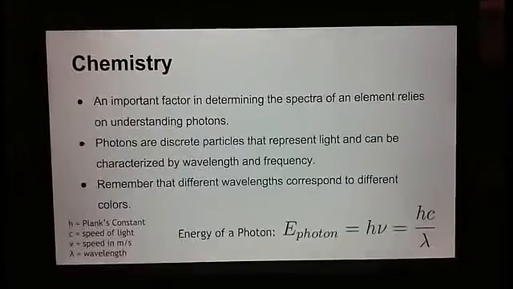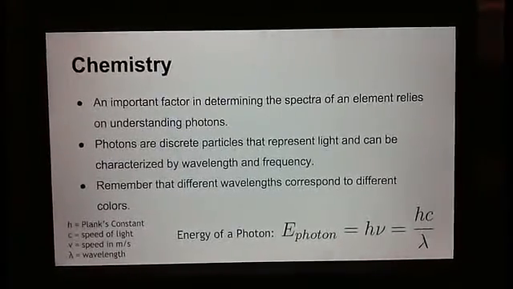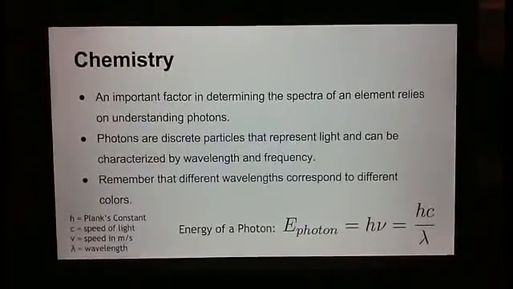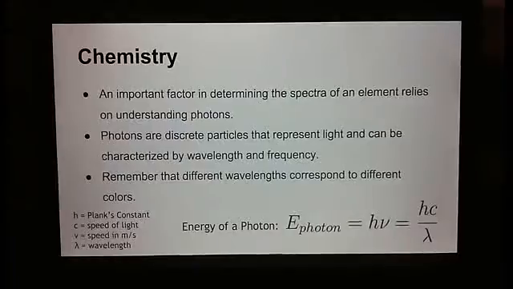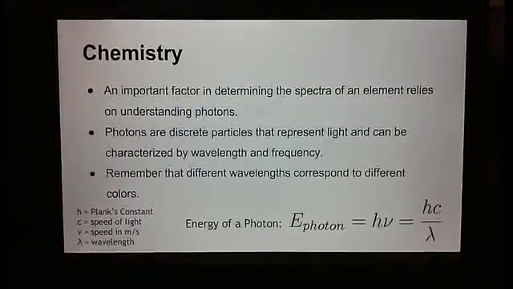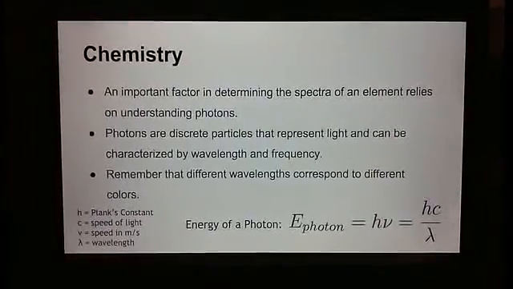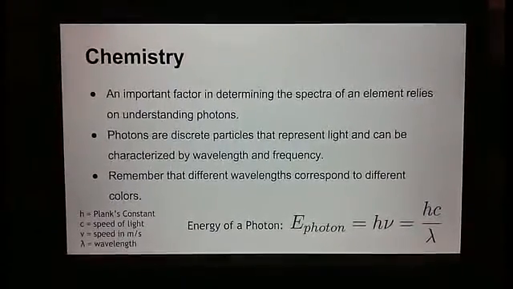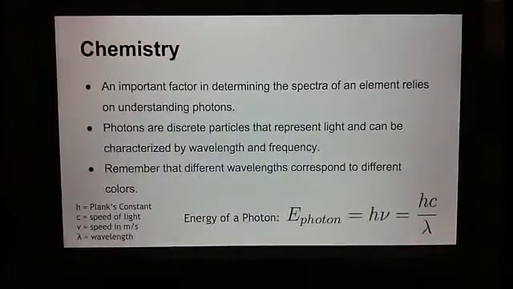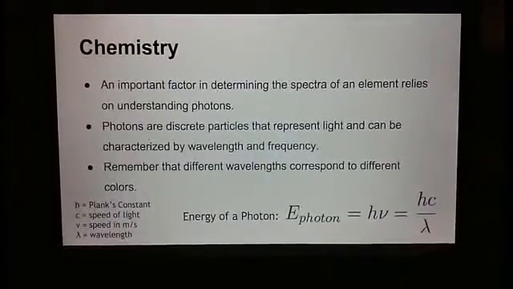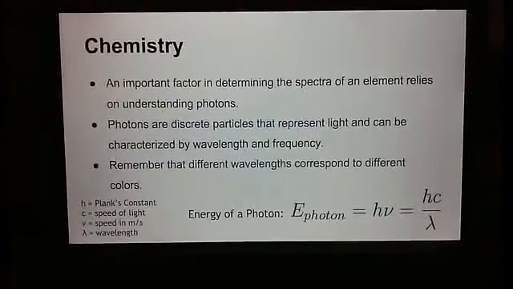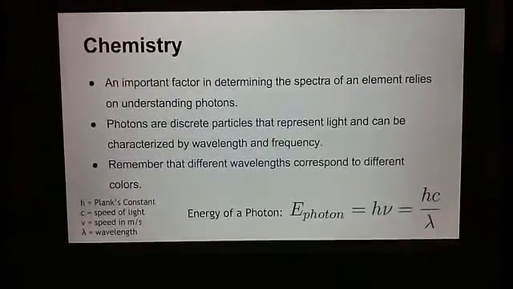An important factor in determining the spectra of an element relies on understanding photons. Photons are discrete particles that represent light and can be characterized by wavelength and frequency. It's important to remember that different wavelengths correspond to different colors. At the bottom of the screen you can see the equation for the energy of a photon: E = hν = hc/λ, where h represents Planck's constant, c represents the speed of light, ν represents frequency, and λ represents the wavelength itself.